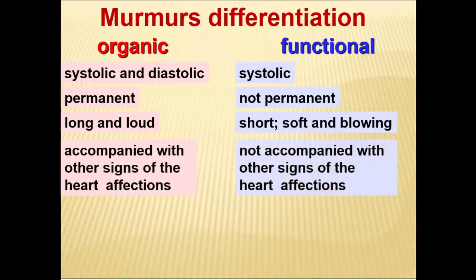Organic murmur is obligatorily accompanied by other signs of heart defect: changing heart borders, changing heart sounds. You see, every organic murmur is accompanied by other signs of heart affection. Functional murmur is not tightly correlated with these characteristics. For example, in anemia, the sound may be normal and the heart borders do not change.